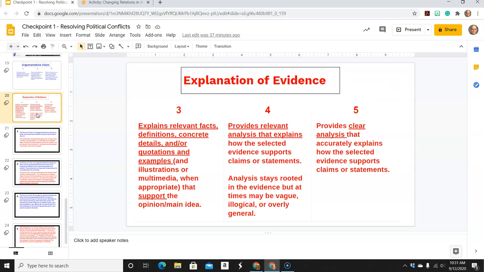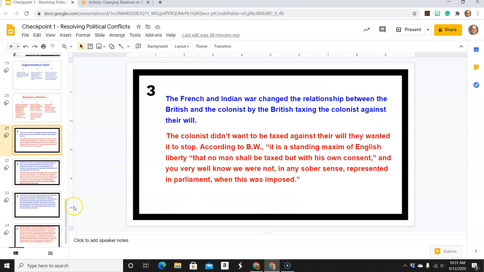Now let's go to explanation of evidence. To get a 3, you have to explain a relevant fact, a concrete detail, and/or quotation that supports the main idea. Let's take a look at a 3. So a 3 explanation of evidence is this. The colonists didn't want to be taxed against their will. They wanted to stop it.